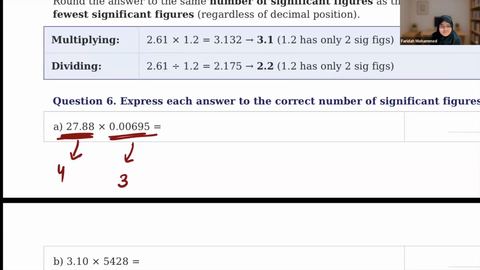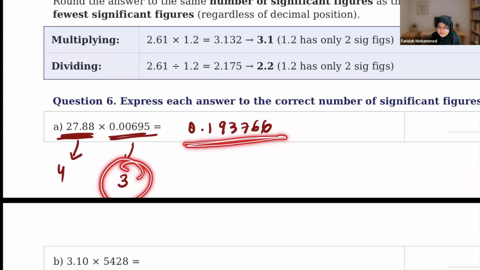Okay. So when you do this, you put this into your calculator. What does your calculator give you? It gave me 0.193766. Okay. Now, what did we just say? For multiplication or division, you use the lowest significant figure. So which one is the lowest significant figure? 3. So you have to round this to 3 significant figures.